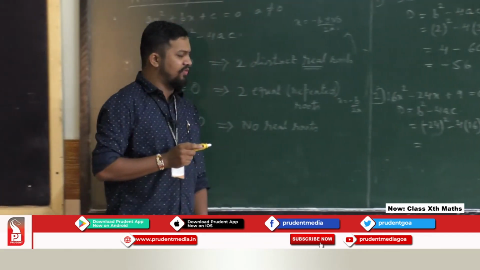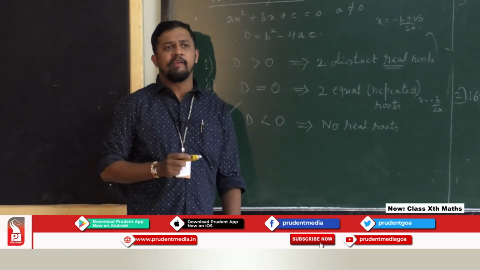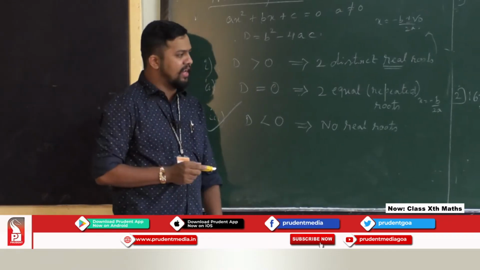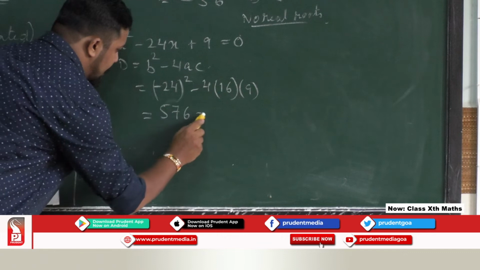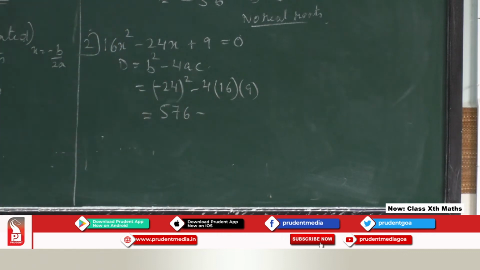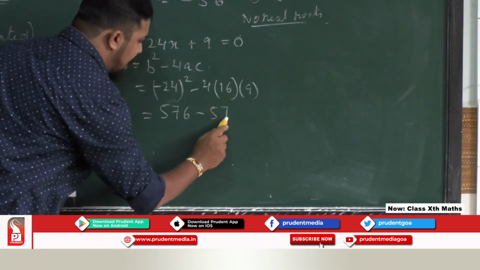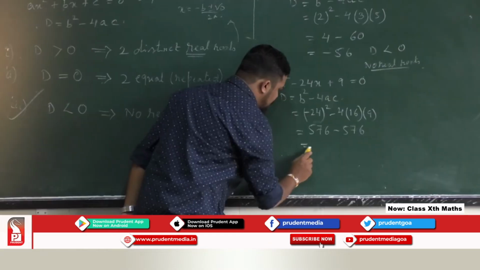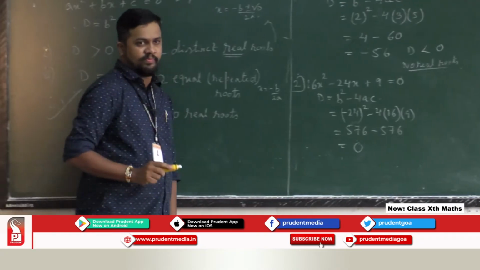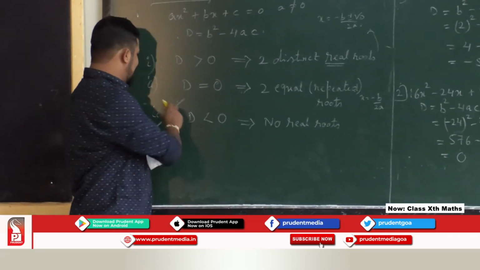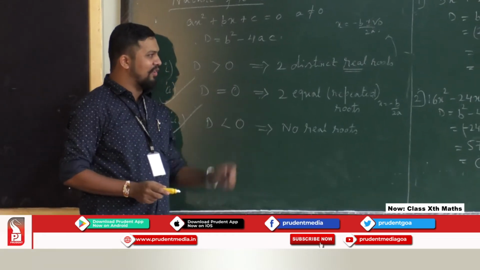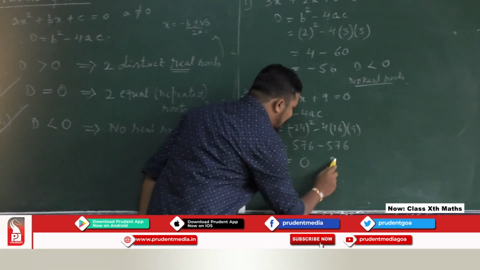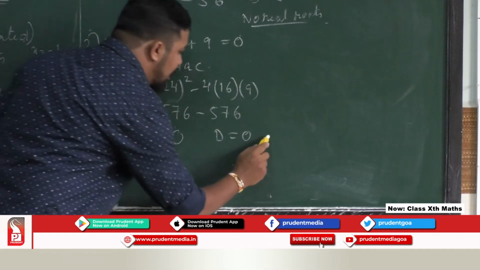So first find negative 24 square, or 24 square, which is nothing but 576. Then multiply 4 times 16 times 9. If you multiply these three terms, you will also get 576. So D is 0. We got my second condition, D equal to 0. And if D equals 0, then I will get equal roots.